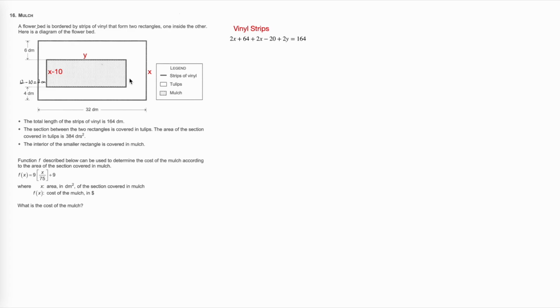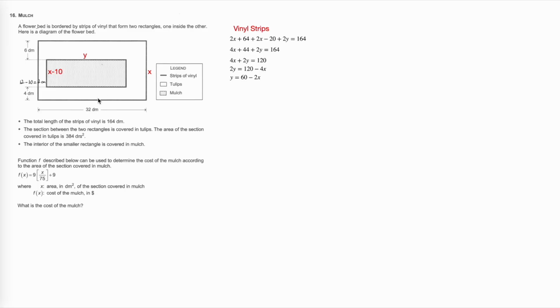The vinyl strips going around the small rectangle is x minus 10 and x minus 10. That's 2x minus 20, plus y and y is 2y. Add them all together, that gives us 164. Add my like terms, which is 2x and 2x is 4x. 64 take away 20 is 44. I subtract 44 from both sides, so I have 4x plus 2y is equal to 120. I'm going to isolate the y by subtracting the 4x from both sides. We end up with 2y is equal to 120 take away 4x. Divide both sides by 2. That gives us y is equal to 60 take away 2x. That's for the vinyl strips.